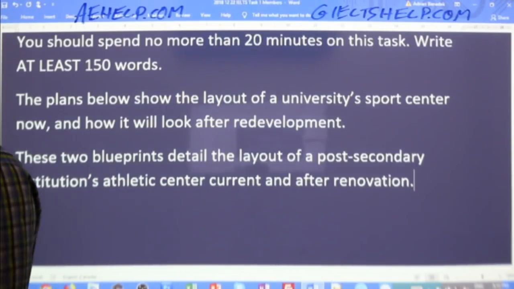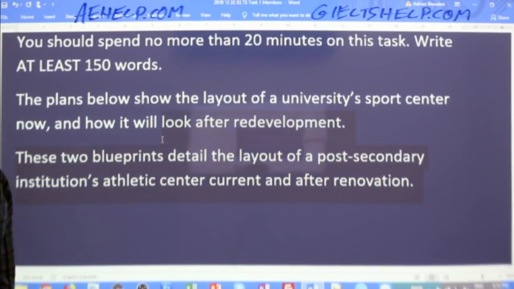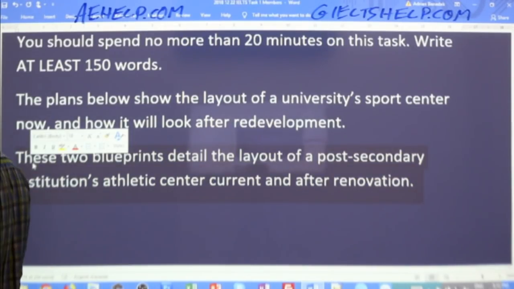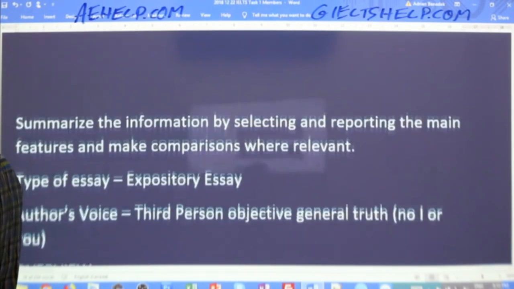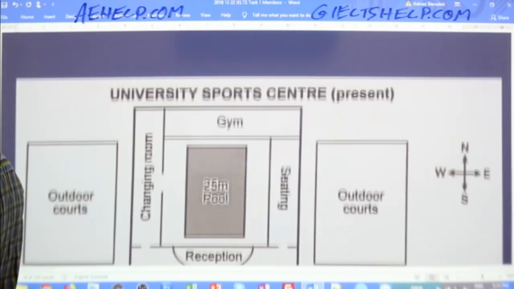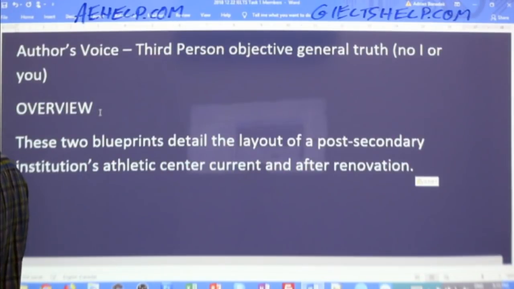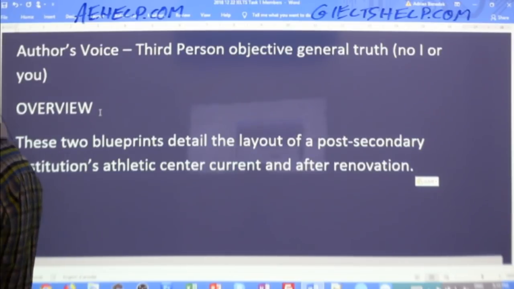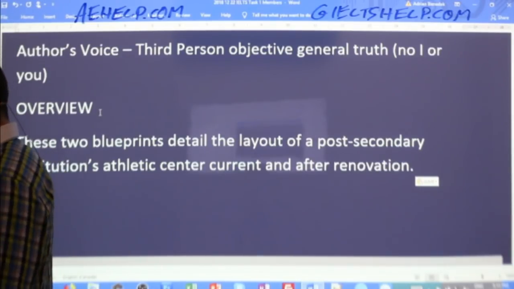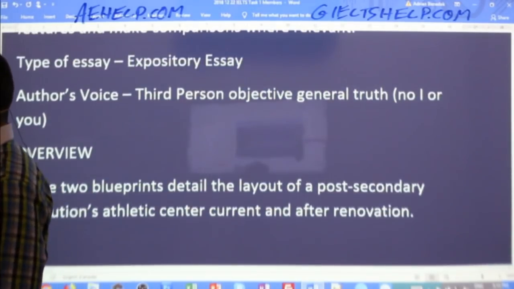So we can begin our essay with this specific statement. Okay. So these two blueprints detail the layout of a post-secondary institution's athletic center, current and after renovation. It's the same thing. So when I have this sentence to begin my essay, the overview is also your introduction. Sometimes students ask me, oh, do I need an introduction? The overview is the introduction.